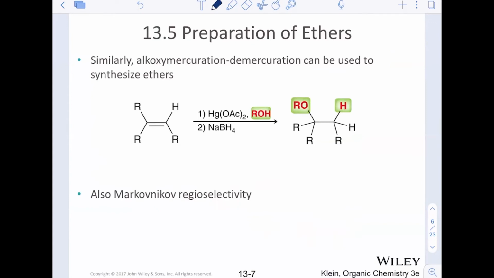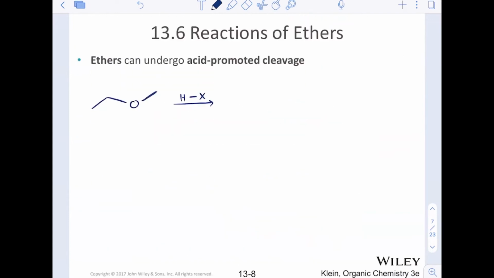We do also know that ethers can be prepared with oxymercuration, demercuration, just by using an alcohol instead of water. We were able to do that. So this is an old reaction from chapter 8. Still a good one to remember. It's just one of those in our toolbox already. Reactions of ethers. I want us to think about these as very similar to alcohols.